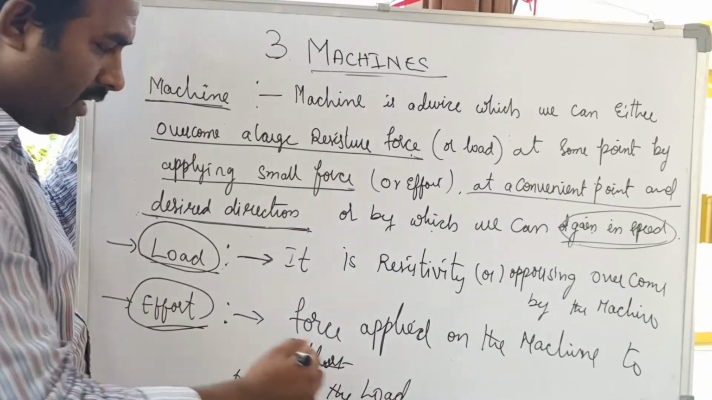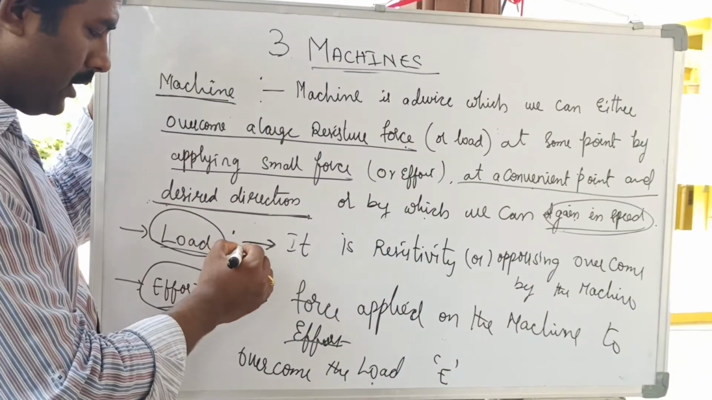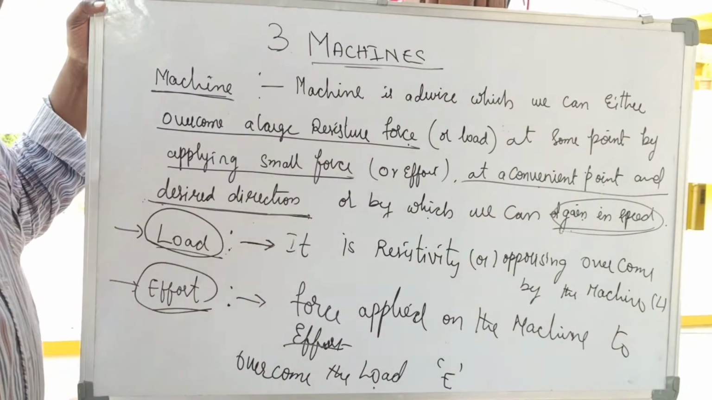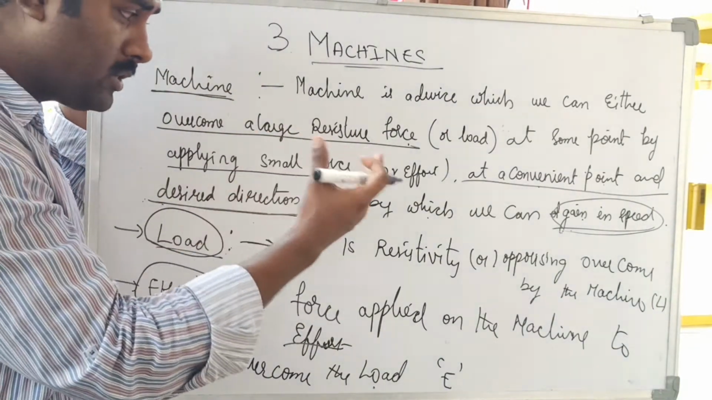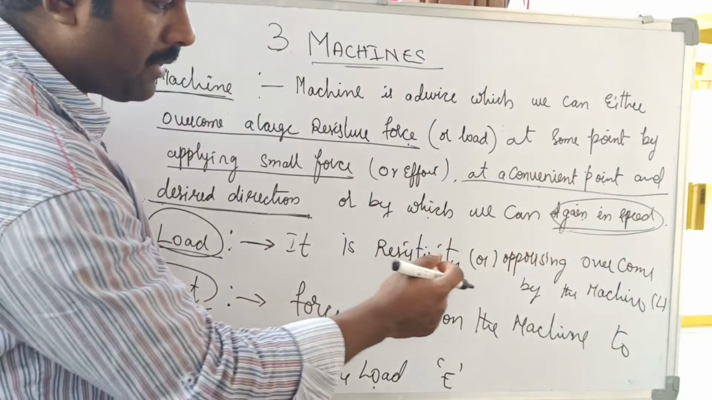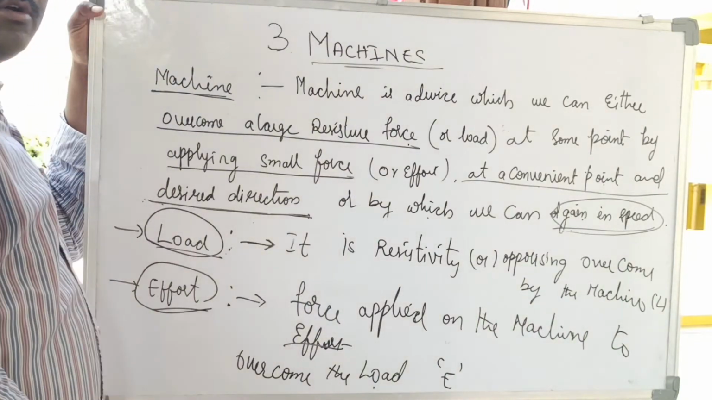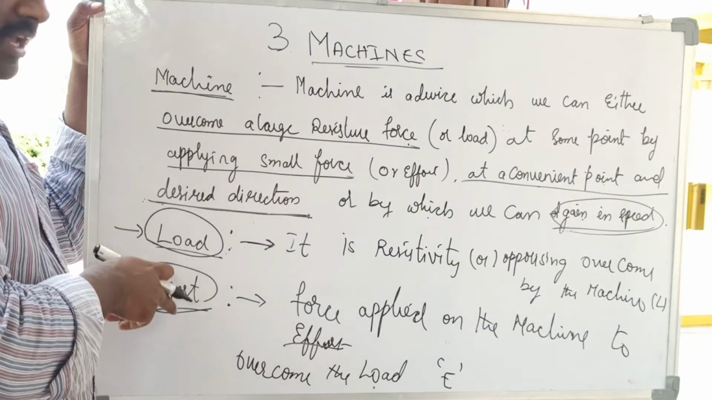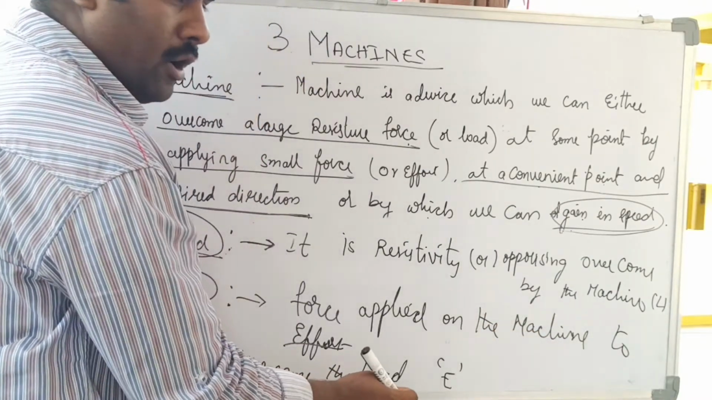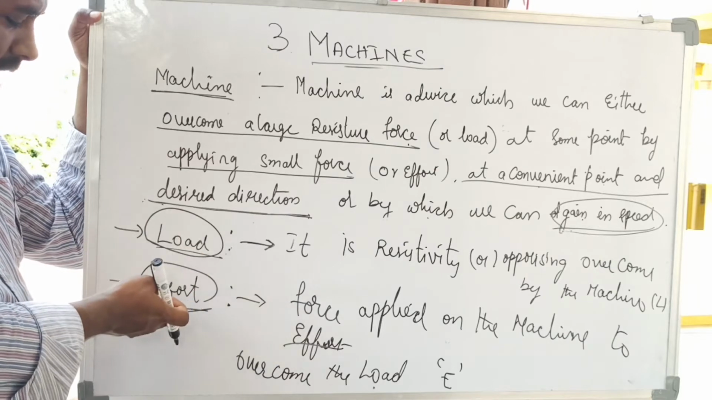Then that is called effort. This is indicated as E, and this is denoted by L. So L, what is load? It is the resistivity or opposing force that should be overcome by the machine. That is called a load. Effort is nothing but the force applied on the machine to overcome the load. That is called effort. So load is denoted by L, effort by E.